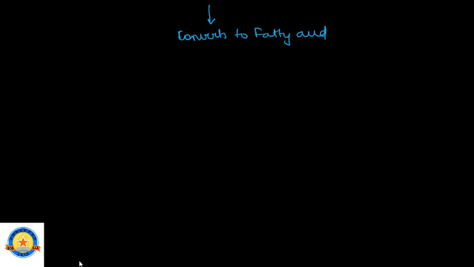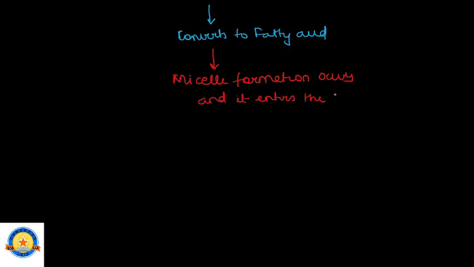Next what will happen? Where does it go? It goes to the small intestine. But before that, as it passes through this process of digestion by pancreatic enzyme, it gets converted to a substance called micelle. Micelle formation occurs and it enters the jejunum for absorption.